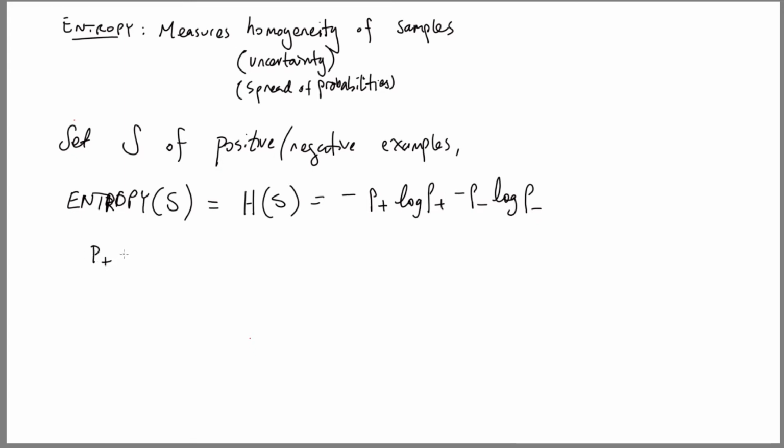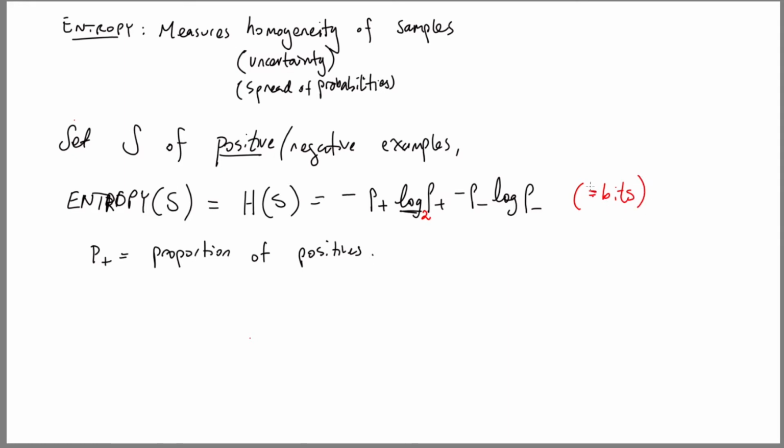Where P plus is the proportion of positives, and P minus is the proportion of negatives. So S has a certain number of positives and negatives, and this is just the proportion. So H(S) is minus P plus times the log of P plus, minus P minus times the log of P minus, the proportion in the negative class. The log here, it doesn't really matter what base you take it to, but usually we'll take it to the base 2 because then the entropy is going to be in bits.